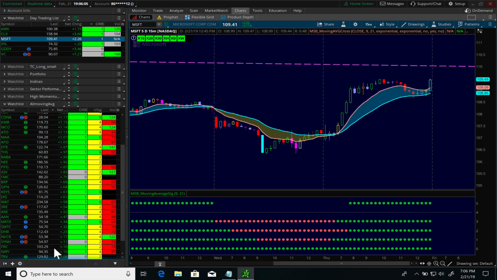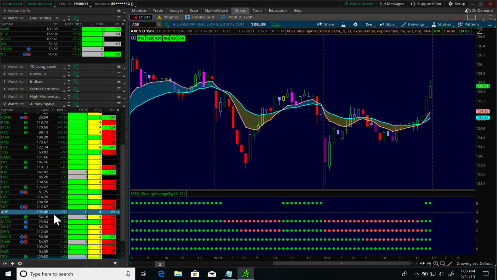And in these cases, as you can see, this is a scan that I've created. If you were to use this scan, it will automatically give you all the stocks that are trading 9 greater than 21 on multiple time frames. So hopefully this gives you a little overview of how this indicator works.